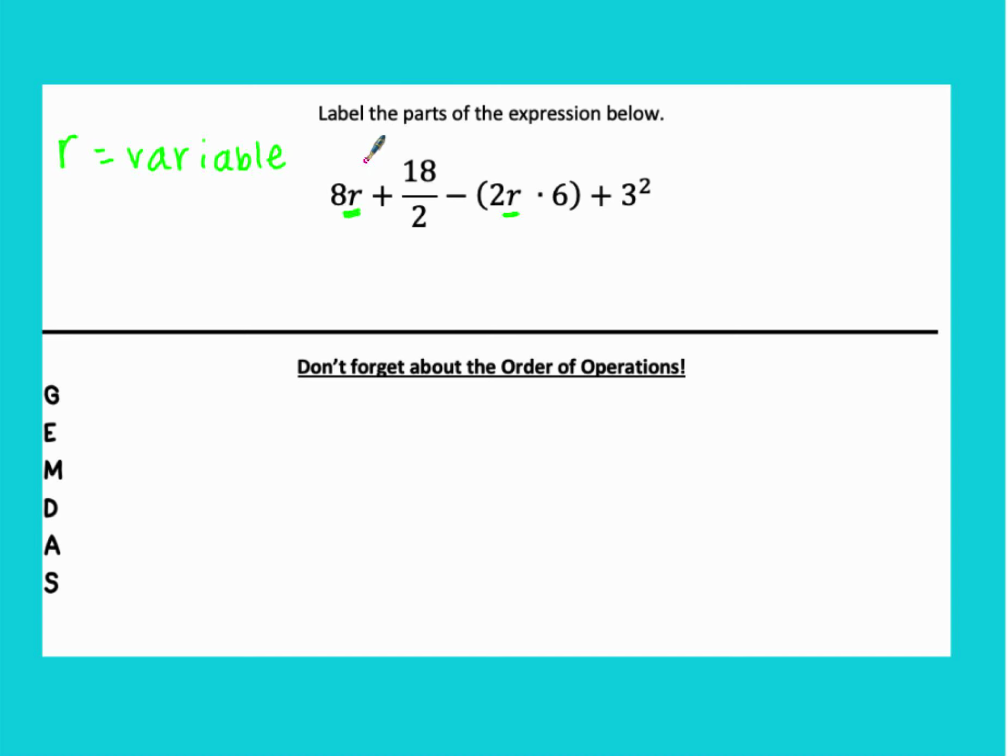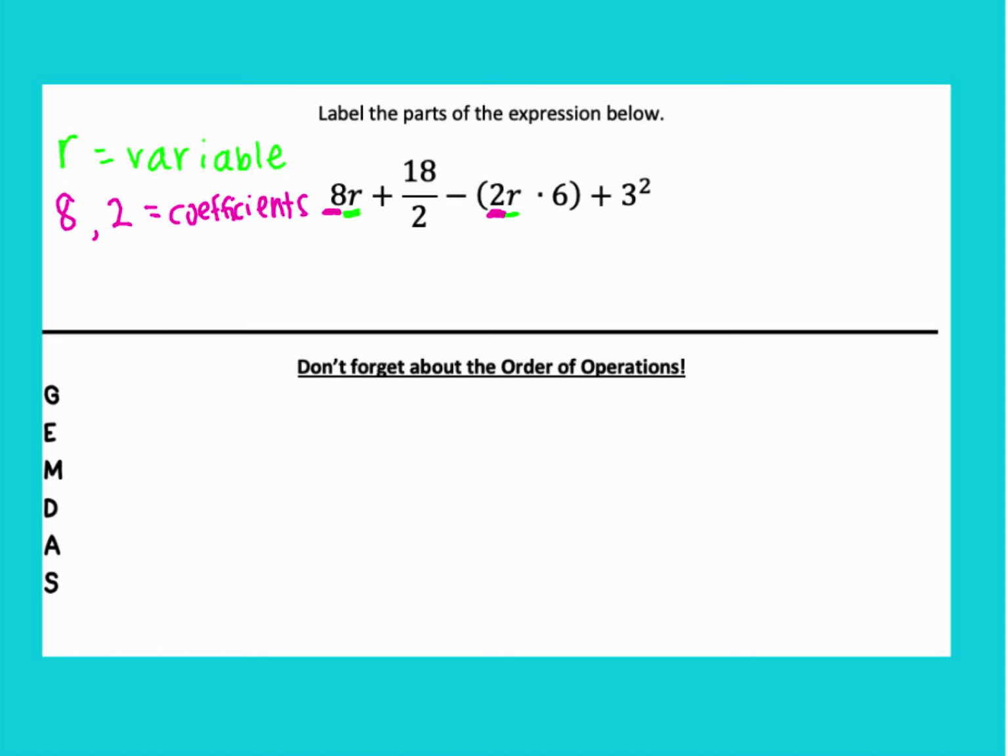Now we can look for coefficients. Remember, coefficients are those numbers that are to the left of our variable. So I'm going to underline the 8 and the 2 because those numbers are both to the left of the variable that they're attached to, and they're multiplying there. So 8 and 2 are coefficients. I know it's kind of a tricky word to spell there, but there you go.